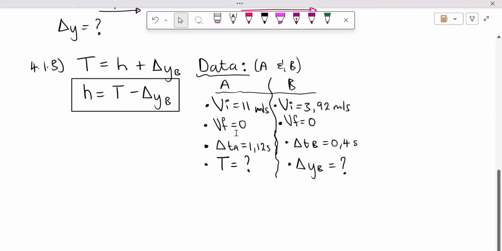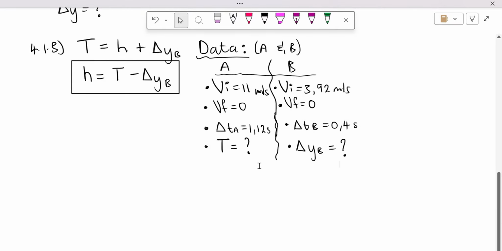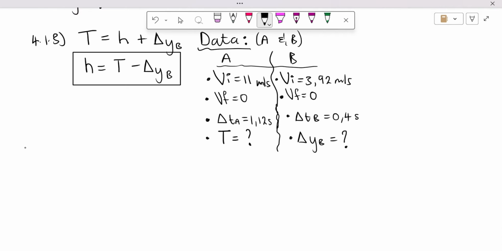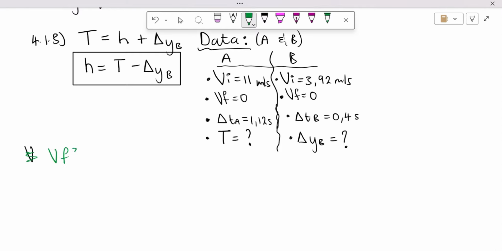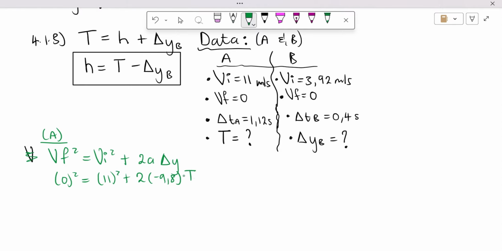Right, so we need to start by getting the value of T using the information for ball A. I think the best equation we can use at this point is VF squared. This is the calculation for ball A. VF squared equals the initial velocity squared plus 2A delta Y. The final velocity is 0, the initial velocity is 11, we square that, plus 2 times negative 9.8, my gravitational acceleration, and delta Y we said was T.